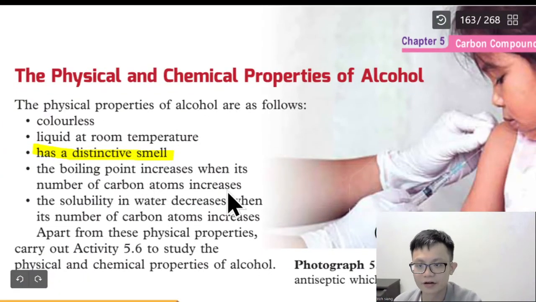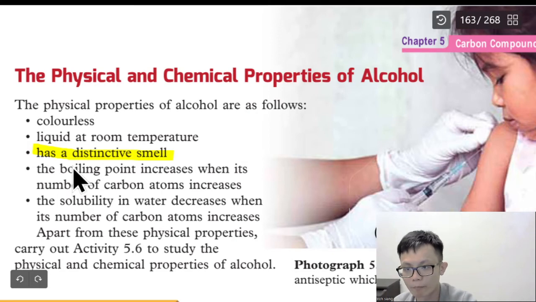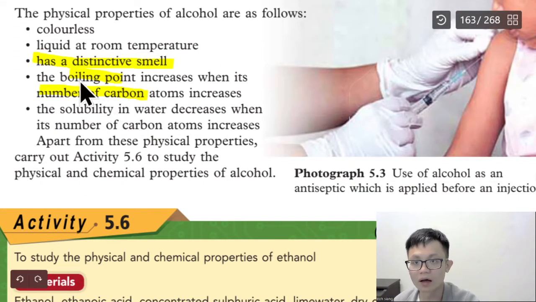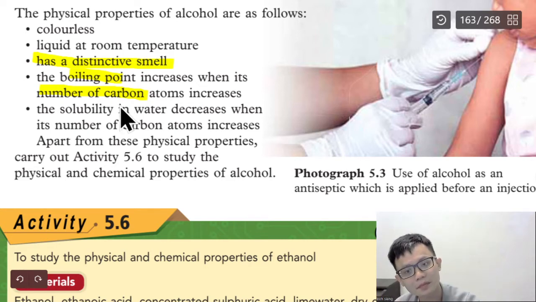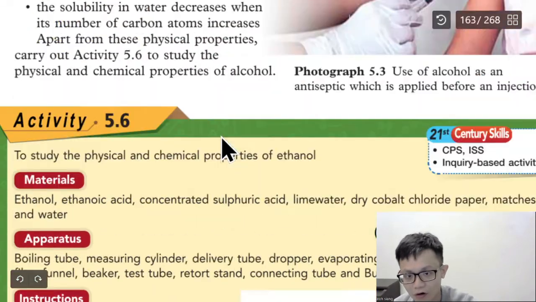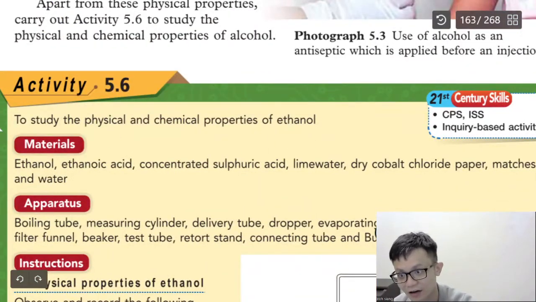The boiling point increases as the carbon atoms increase. Means what? Means the higher the number of carbons, the higher the boiling point. There are a lot of types of alcohol. For example, we can see here methanol, ethanol, then we have propanol, butanol, pentanol.